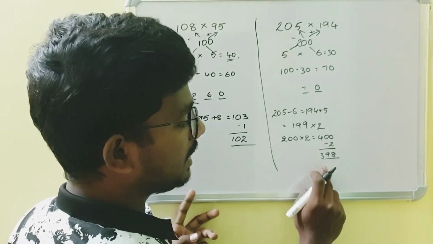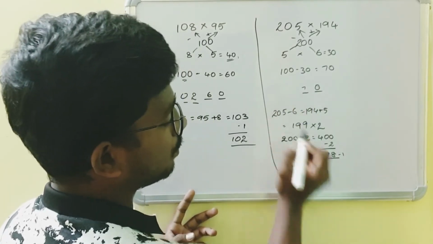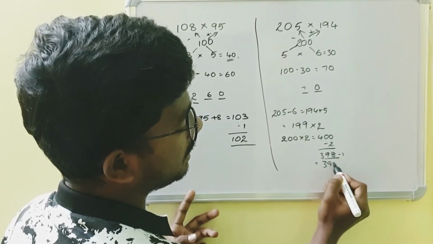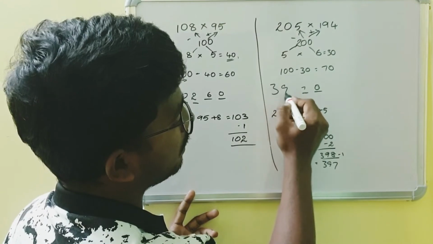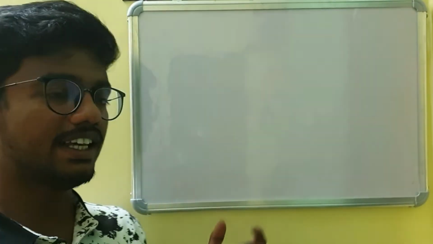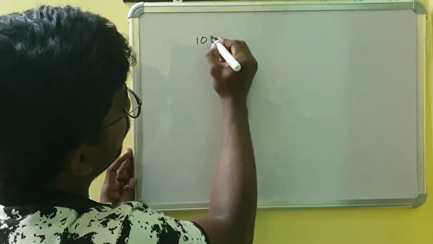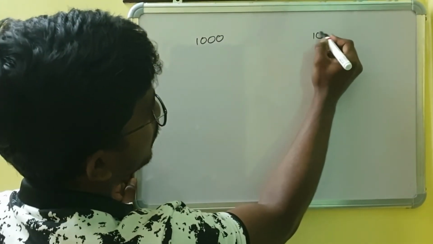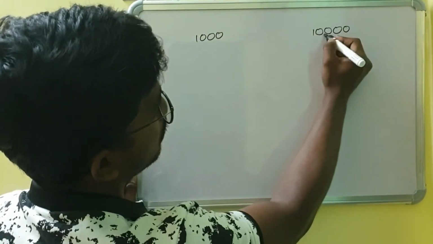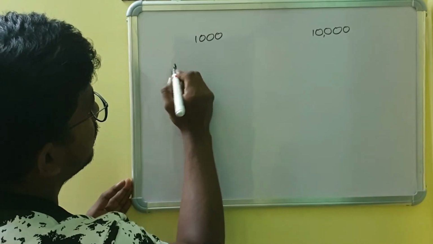After obtaining the answer, we have to subtract 1 to get the remaining values. So, which is nothing but 397. So, our required value is 39770. Okay. Now, let us see the examples for thousands and 10,000s.